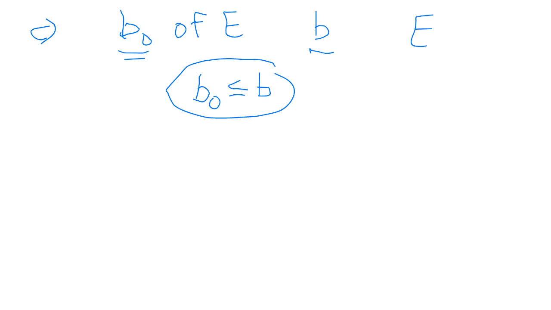Comma after the B. Then B naught is called the least upper bound, or the fancy word now, the supremum.